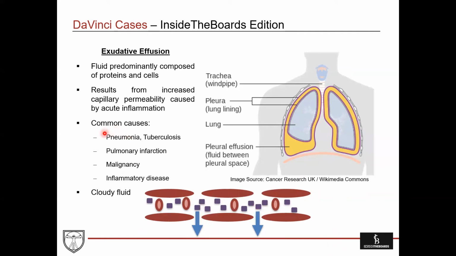And so some common causes of this are things that would cause acute inflammation. So pneumonia, tuberculosis, a pulmonary infarction due to a PE, pulmonary embolism. Malignancy definitely can do this. Inflammatory diseases like lupus. And this fluid is actually going to be much more cloudy, because the way you can remember that is it's composed of proteins and cells. It's not clear fluid like we saw with the transudative effusion.